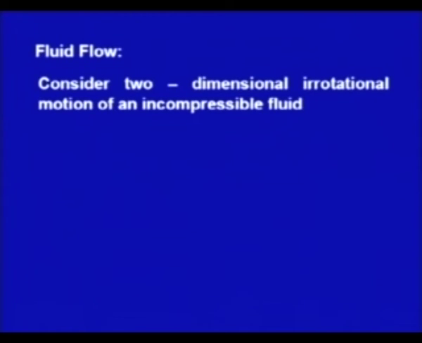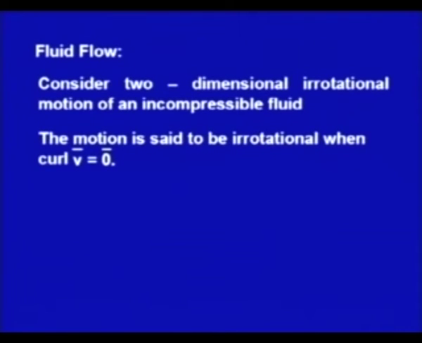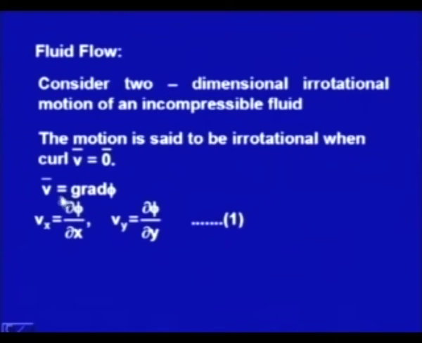So, consider 2-dimensional irrotational motion of an incompressible fluid. To explain this, the motion is said to be irrotational when curl of V bar is equal to the null vector. From differential calculus, we say that V bar is equal to grad phi. V bar is the velocity field here, the velocity of fluid flow. Then this suggests that Vx, the x component of velocity, will be delta phi by delta x, and Vy, the y component of velocity, will be delta phi by delta y.